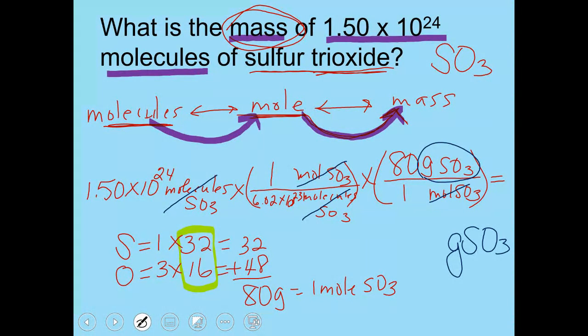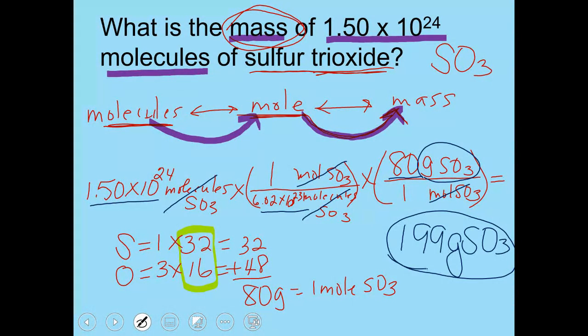We have to take 1.50 times 10 to the 24th. We divide by 6.02 times 10 to the 23rd. We multiply by 80. And to 3 sig figs, we find out that this is 199 grams of sulfur trioxide.